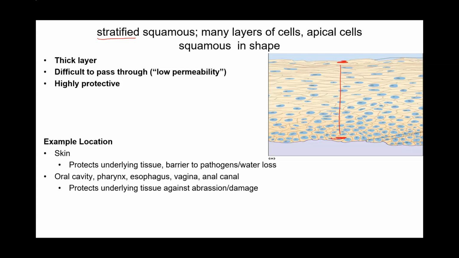The thickness of this tissue also makes it very protective. And so this is used in parts of the body that are subject to a lot of abrasion or wear and tear, such as the surface of your skin, where it protects the underlying tissue and makes kind of a relatively impermeable barrier, preventing water loss or pathogens from getting in. It's also found in internal body structures, such as the oral cavity, the anal canal, the vaginal canal, your esophagus, and your pharynx.